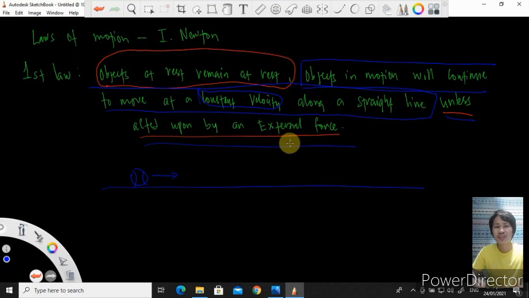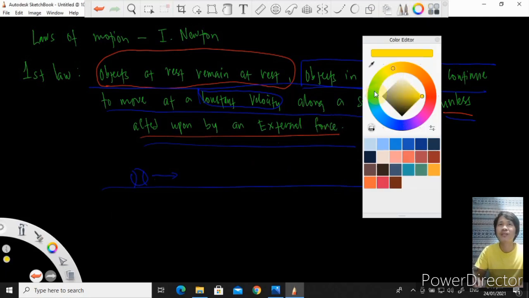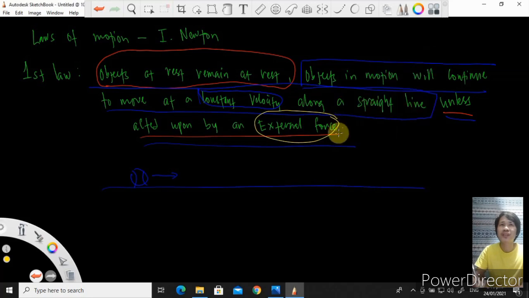Or siguro the better question is this, ano? What makes this ball decelerate? What makes it slow down? Bakit ba siya babagal at some point in time and it will stop? Syempre, ang sagot doon is of course the presence of an external force. At ano yung external force na yun? That external force is the frictional force. Okay? So the object will roll, of course.